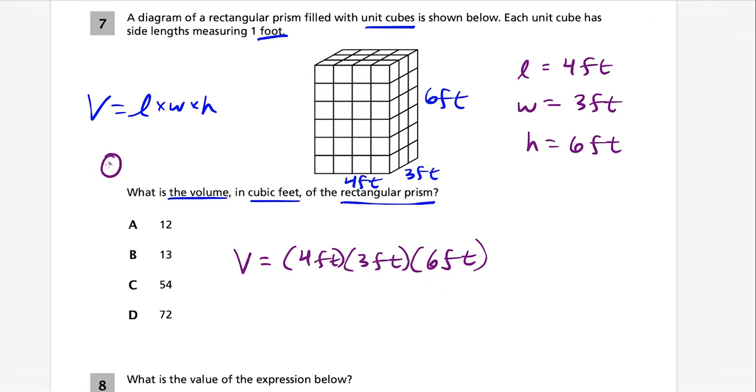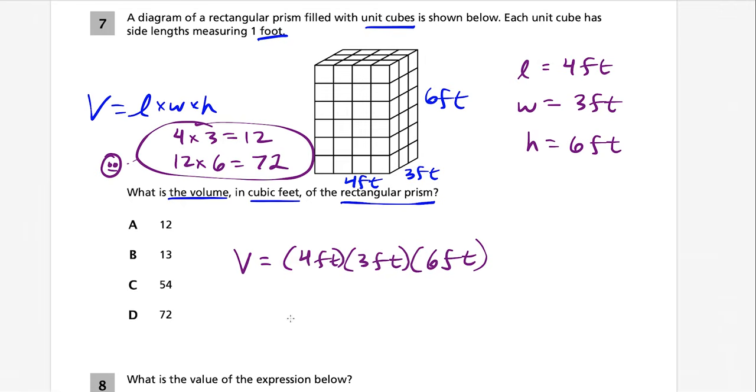So when I do this part in my head, what I do first is I multiply any pair of numbers, and let's say I do 4 times 3. So 4 times 3 is equal to 12, and then I do 12 times 6, and 12 times 6 is equal to 72. So our volume here is going to be 72 cubic feet. This is how we express cubic feet, but this is going to match up with choice D.